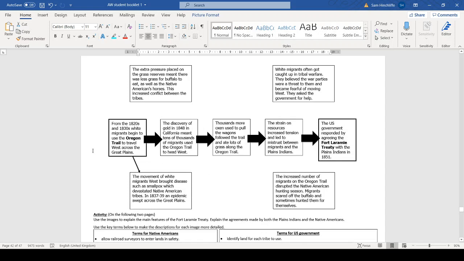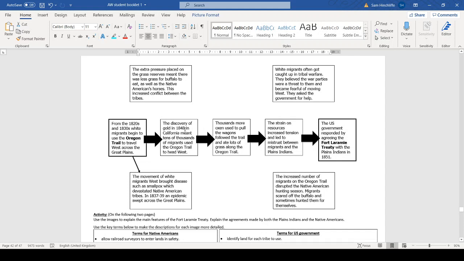So the first box here, from the 1820s and 1830s, white migrants began to use the Oregon Trail, as we've already mentioned, to travel across the Great Plains. So we kind of want to identify the impact of that. So here's the arrow to this box here. So the movement of white migrants west brought disease such as smallpox. We know that from the medicine course. It devastated the Native American tribes, and there was an epidemic of smallpox across the Great Plains in the late 1830s. The Native Americans weren't used to these diseases. These were European diseases. They weren't immune to them. So that goes to that one.